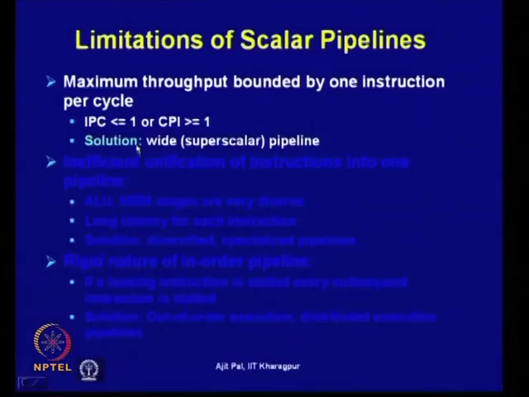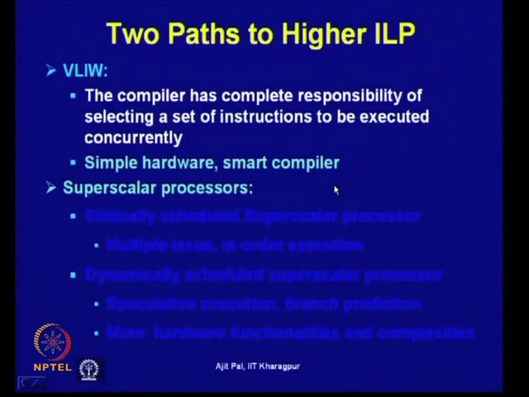The obvious solution is to make the pipeline wider, which is also known as superscalar. By doing that, instructions per cycle can be greater than 1, and your CPI can be less than 1. And we have seen that there are 2 paths in this direction. I have already mentioned it in my last lecture.